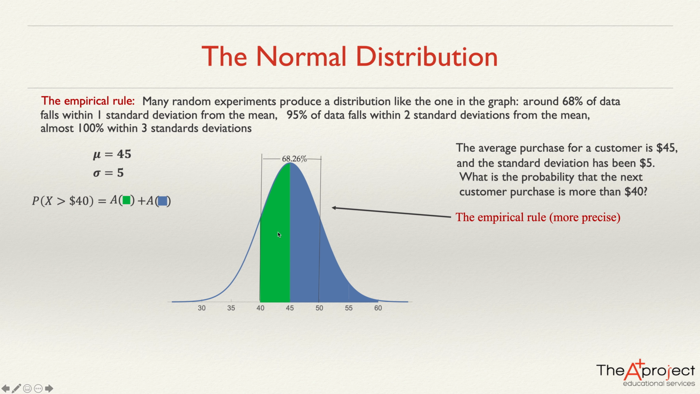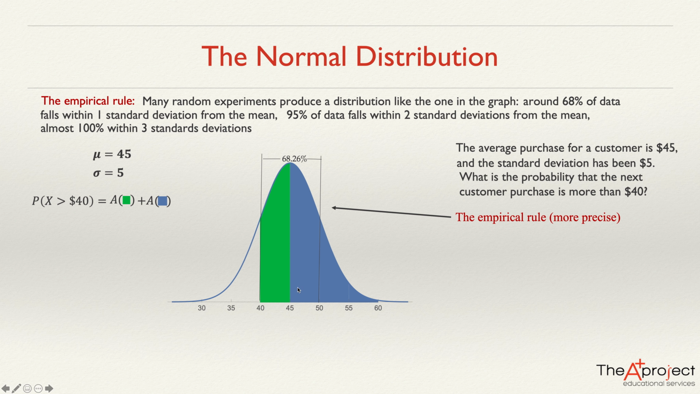We know that 68.26% of the data falls within one standard deviation. That means between 40 and 50. So that means that all this area here is 68.26%. Obviously, I'm not interested in all this area between 40 and 50. I'm just interested in half of this area.